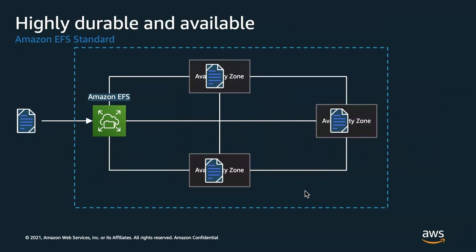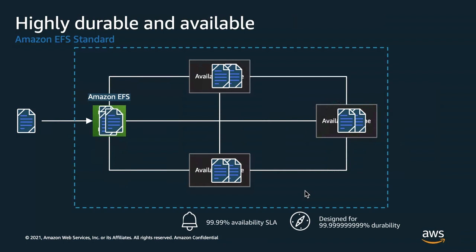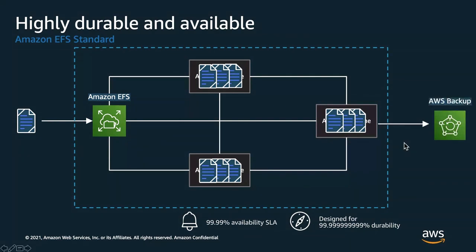So what is EFS? How does it work? It's highly durable and available. The data is typically spread across 3 availability zones, as you can see here, and it's designed for 11 nines of durability and 4 nines of availability. On top of this, you could also back up EFS into an S3 bucket and also lifecycle it to a colder tier and reduce your costs further. So this is EFS Standard, Elastic File System Standard.